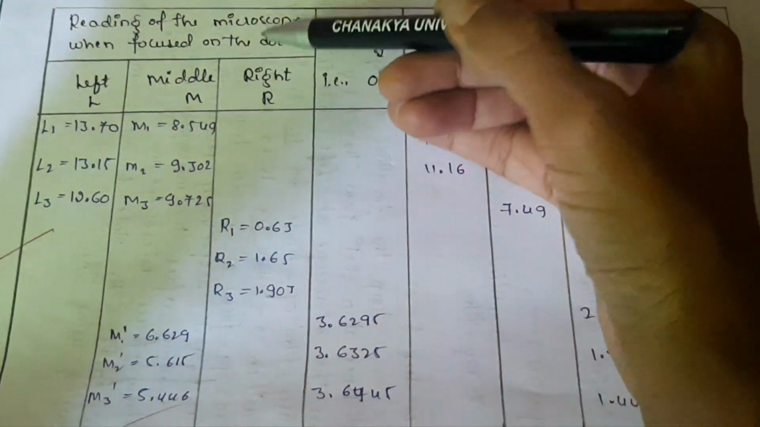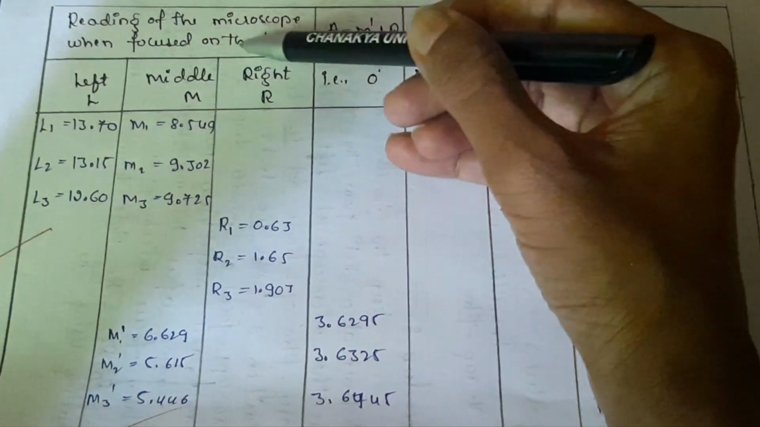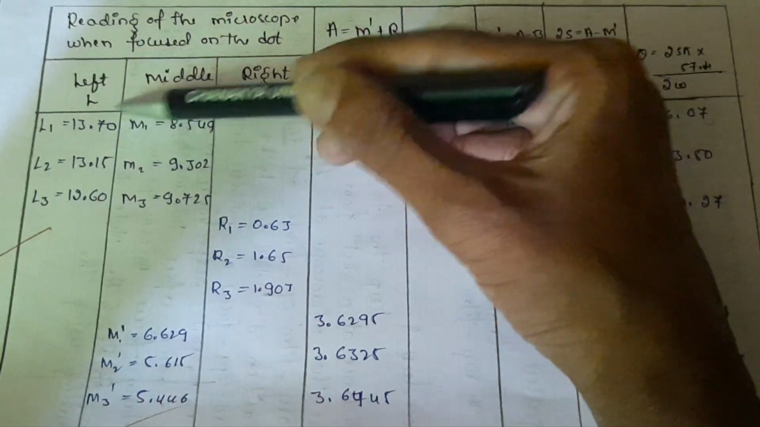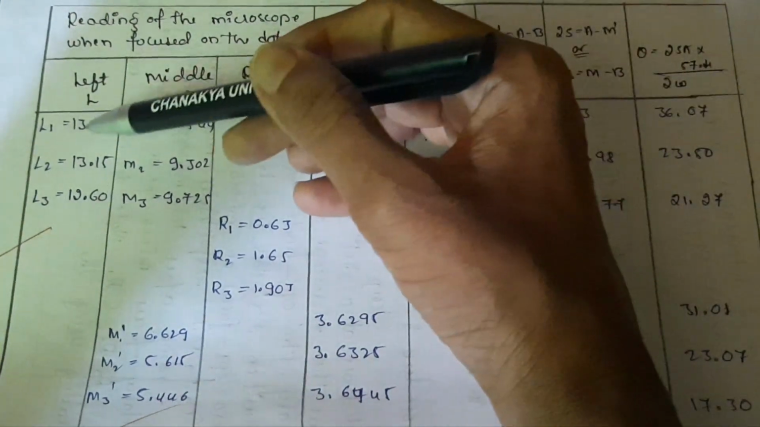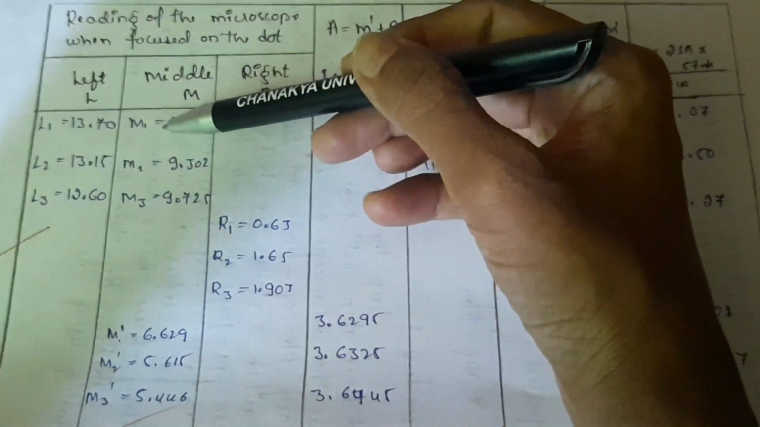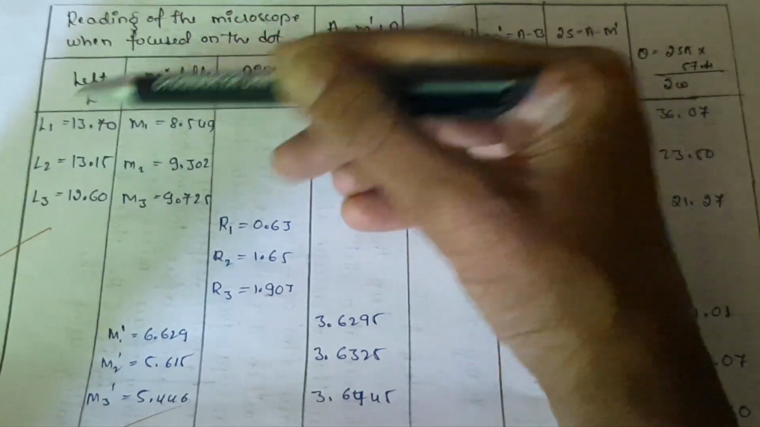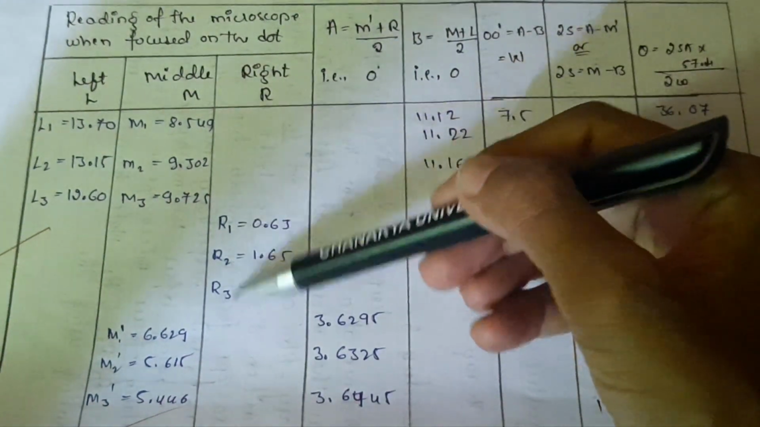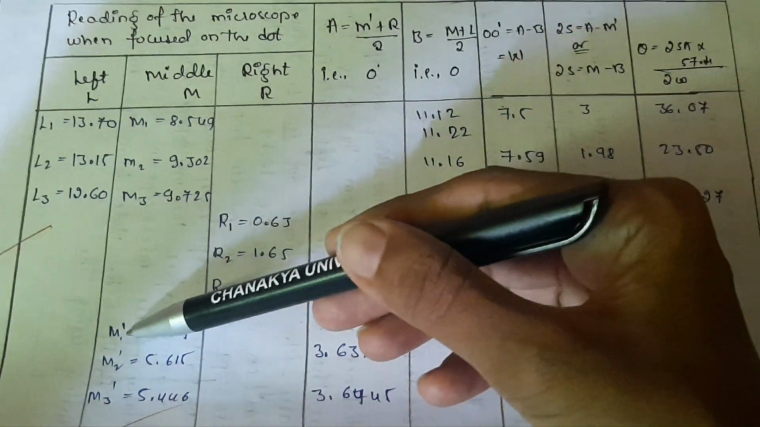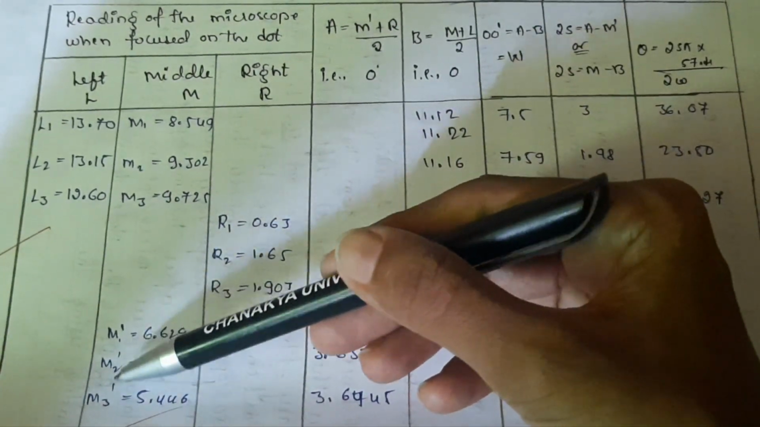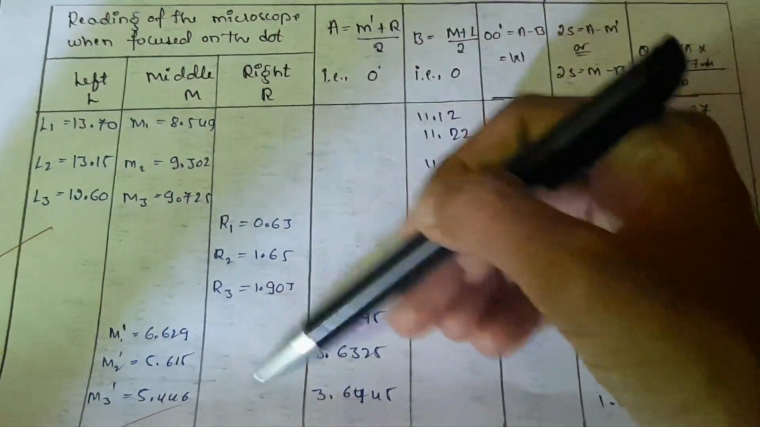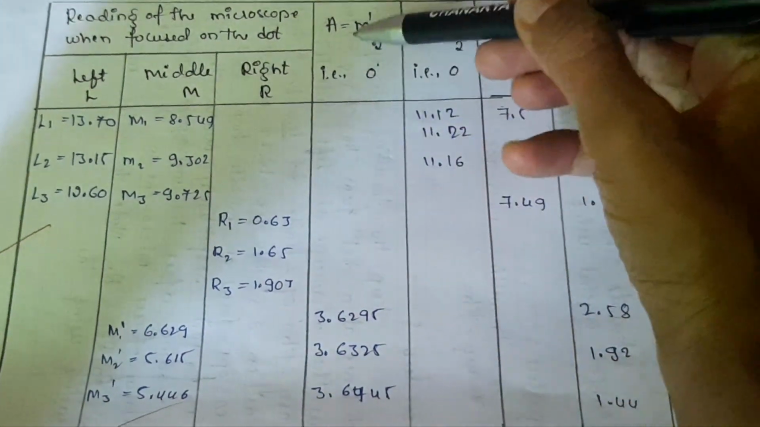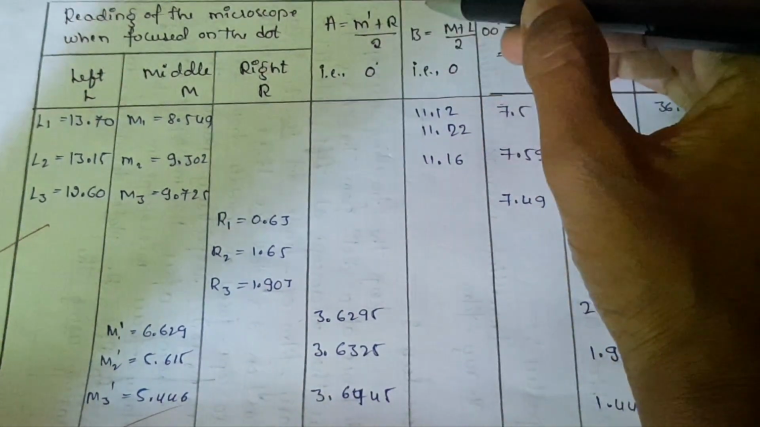So here is the tabular column, reading of the microscope when focused on the left, middle and right. Left side L1, L2, L3; middle near to the left lines M1, M2, M3; right side R1, R2, R3 and the lines near to R1, M1 prime, M2 prime, M3 prime. Once you note down these readings, you should calculate the values of A and B.